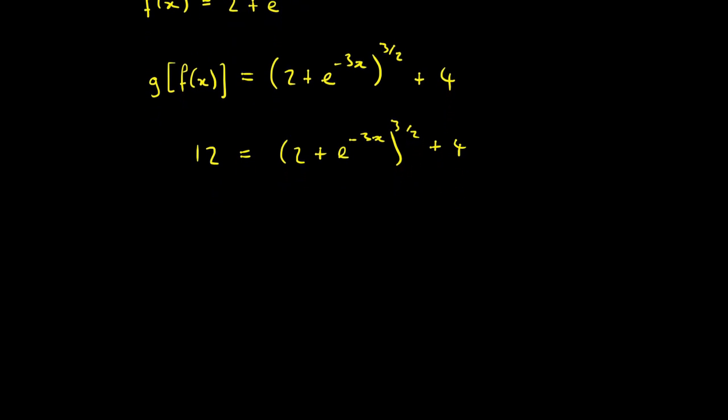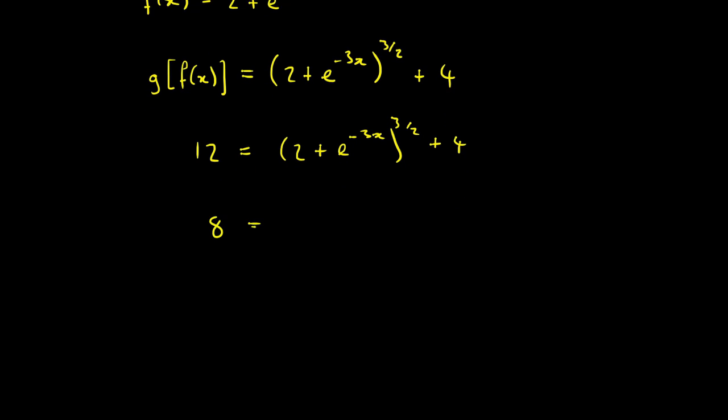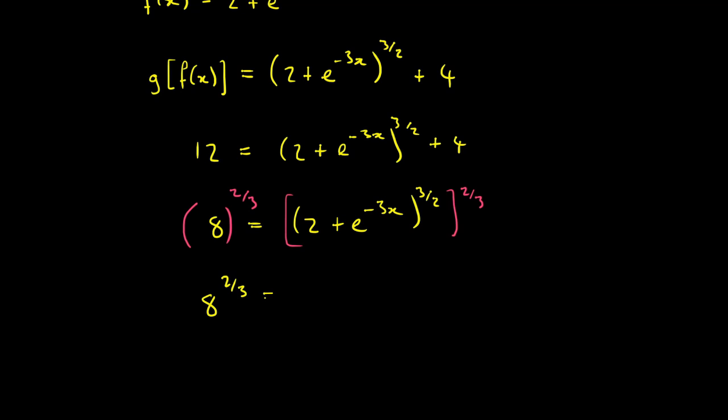And so I think the best thing there is we're just going to subtract 4 from both sides. So that's going to be 8 is equal to (2 plus e to the negative 3x) to the power of 3/2. Okay, then what am I going to do with that? Well, I think I will put each side to the power of 2/3, right? So that's kind of like undoing the power on the right, because 3/2 to the power of 2/3 is going to cancel off and just give me a power of 1. So I'm going to get here 8 to the power of 2/3 is equal to 2 plus e to the negative 3x, to the power of 1.